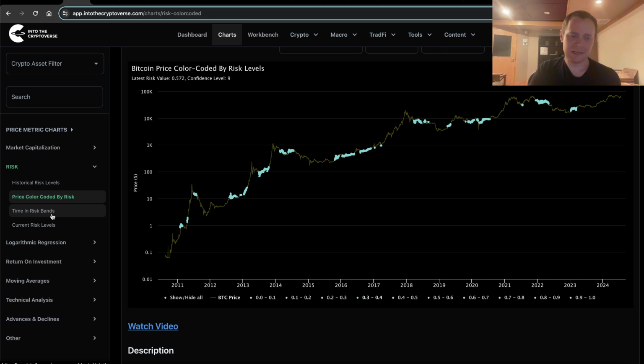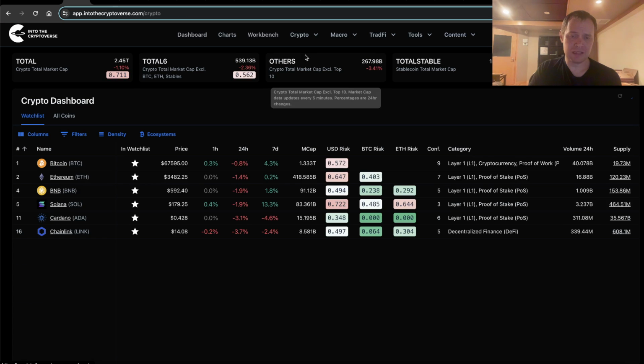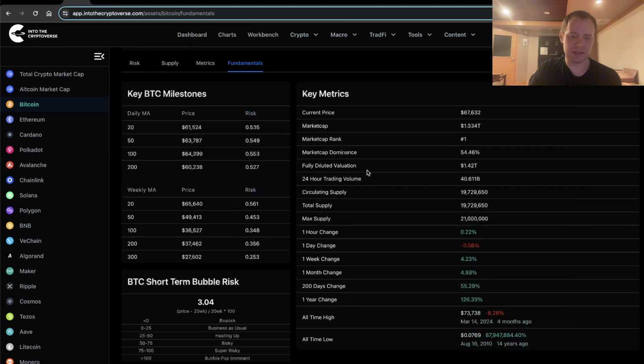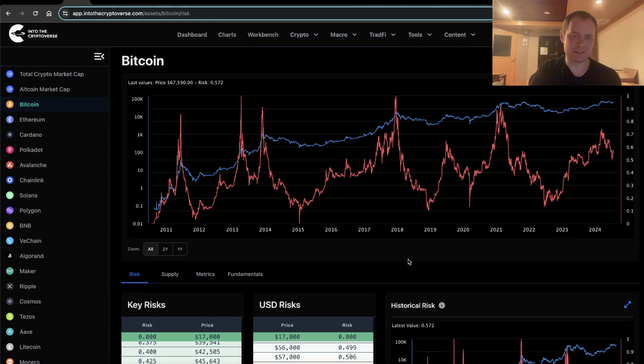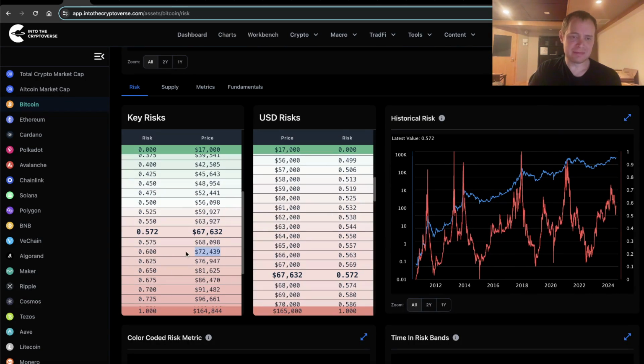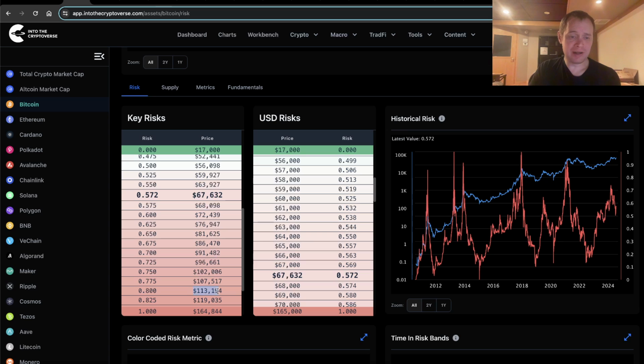But yeah, if you look at the current risk levels for Bitcoin, actually, let's just go over to the dashboard here. If you look at the current risk levels, the instantaneous risk, 0.6 risk is basically back near the highs, right? 72K. 0.7 is all the way up at 91. 0.8 is at 113. Now, a lot of people ask me, is it possible for Bitcoin to go to this price? Everyone wants to know price predictions because those do pretty well, right?